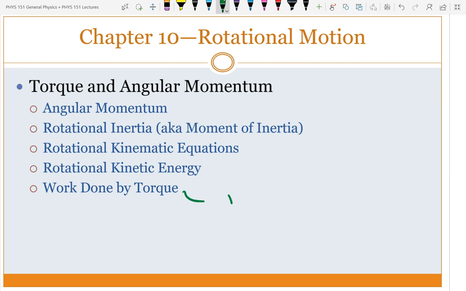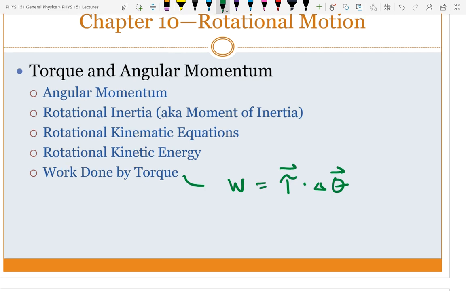Work done by torque was actually pretty simple. Just like the work equation, but now replacing force with its rotational equivalent torque, distance traveled delta x with its rotational equivalent delta theta. What does that dot between the two mean? You're multiplying the parallel parts. Of course, in our cases, we've usually done rotation where you only have rotation about one axis, so it was really simple. They were parallel. So in rotation, you usually have those are parallel, and it's real simple.